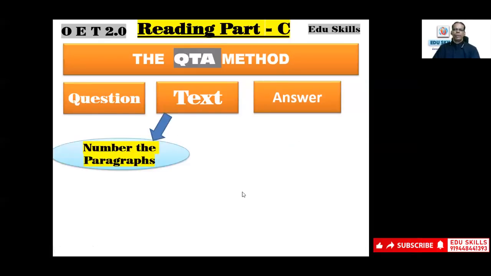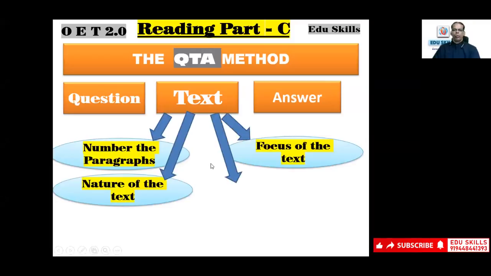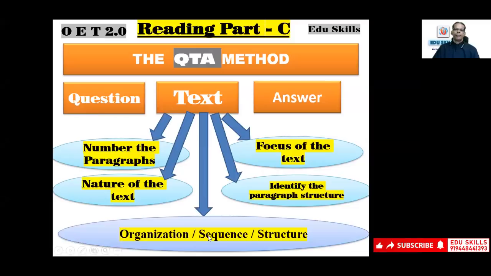And in the text, as soon as you get the question paper, you try to number the paragraphs. Otherwise, you'll be wasting time. Understand what is the nature of the text and what is the focus of the text, and identify the paragraph structures. As I told you, there are 4 types of paragraph structures. Identify which are the paragraph structures as you read, basing on the topic sentence, supporting sentences, and developing sentences. And organization, sequence, or structure. Identify these things, which you are going to practice now.